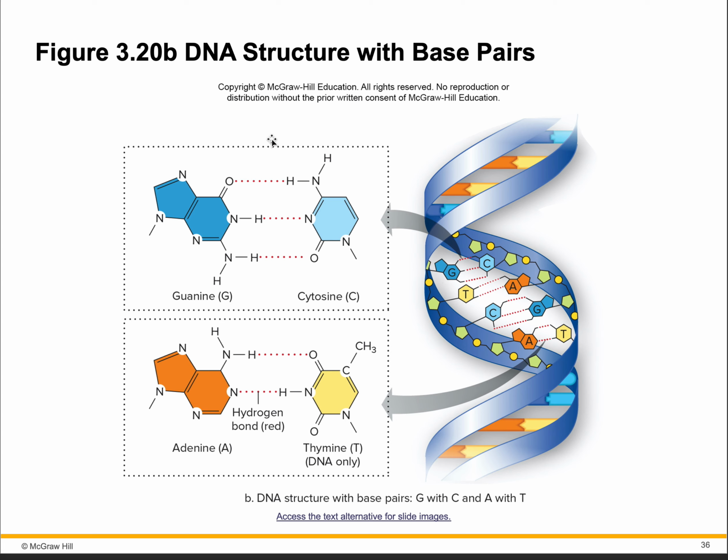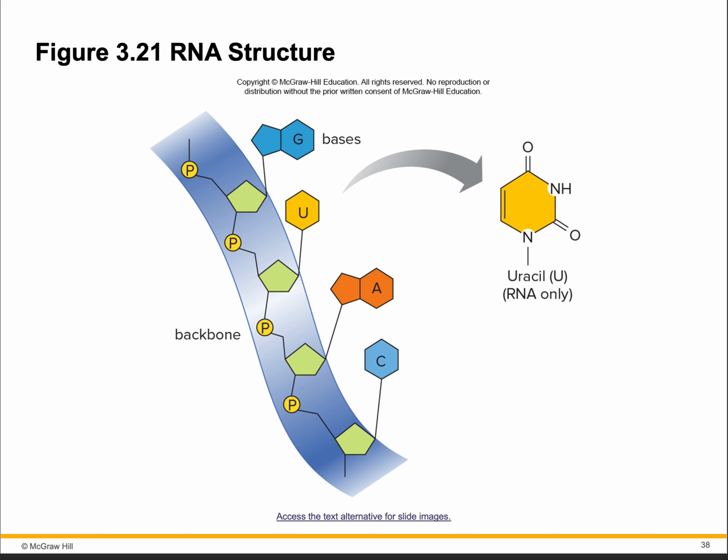So DNA has the 4 nitrogenous bases: adenine, thymine, guanine, and cytosine, and RNA does not have the same 4. It has adenine, guanine, uracil, and cytosine. So instead of the thymine, it has what we call uracil. So uracil is a nitrogenous base that is only found in RNA.